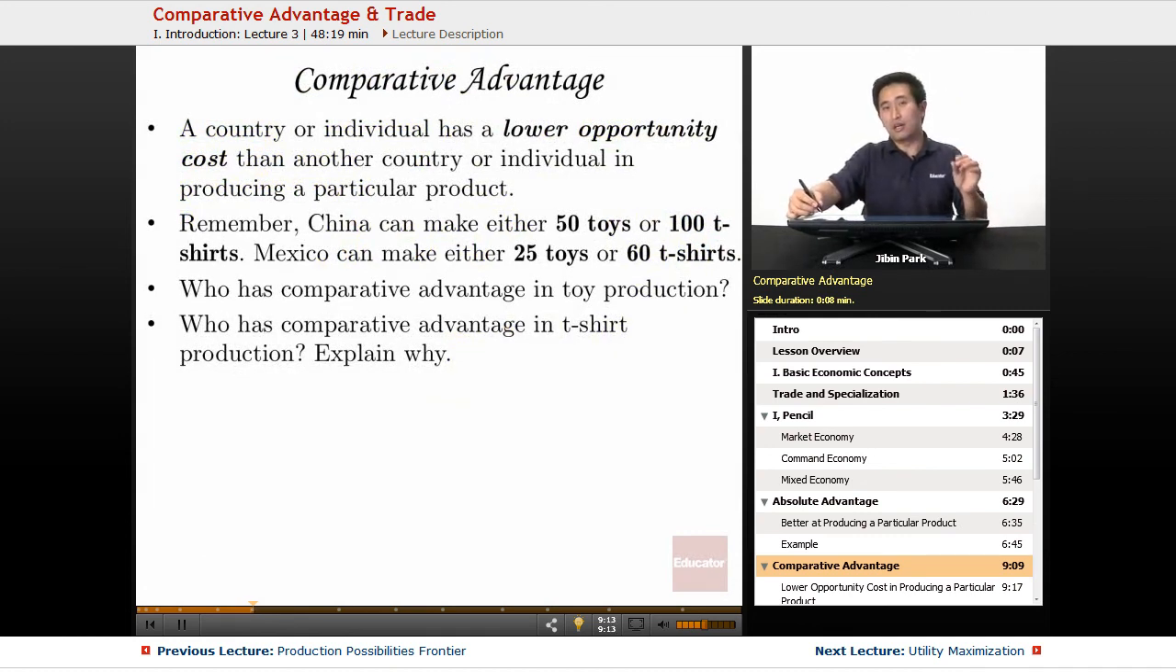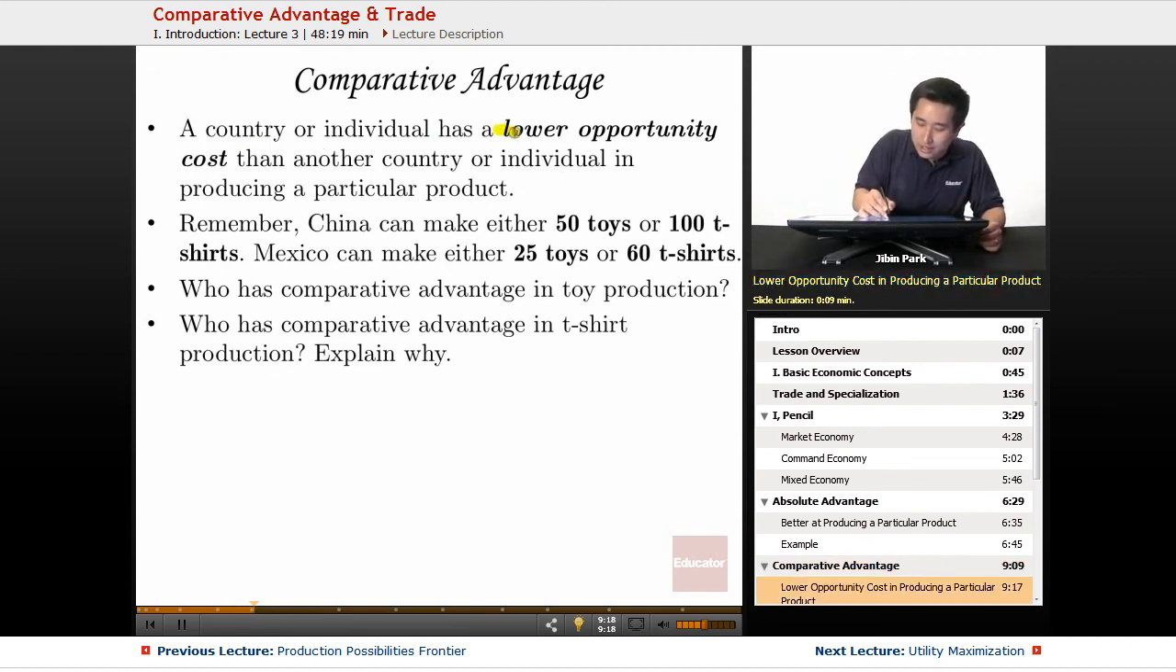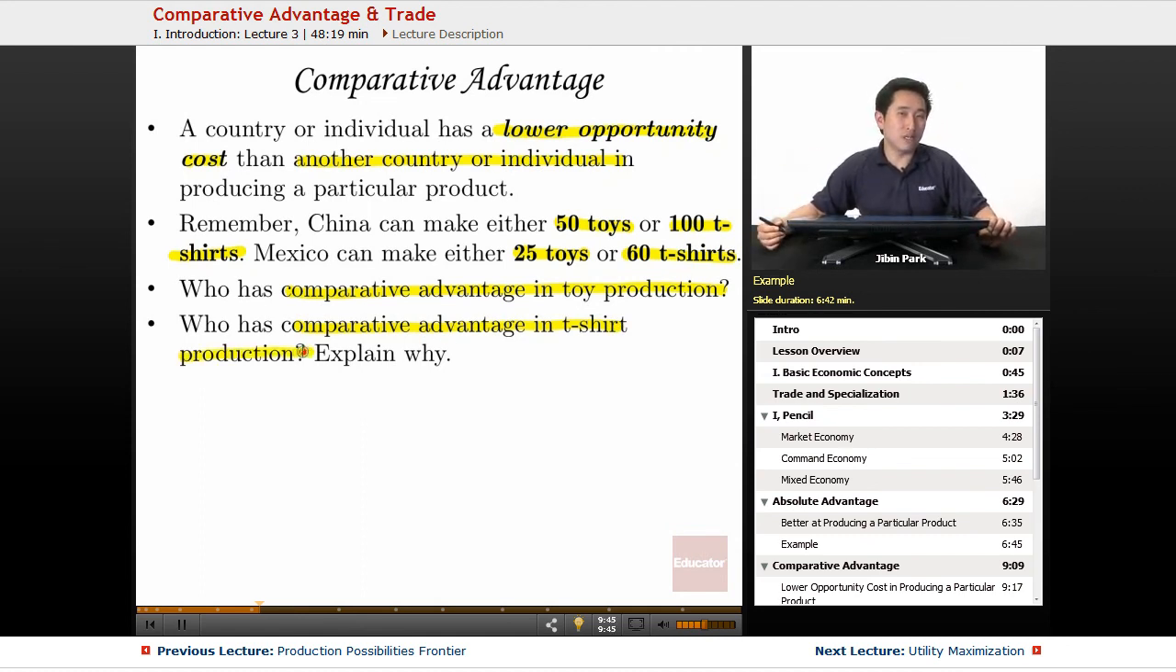We don't really care about who makes more, but what is the opportunity cost? Comparative advantage is when a country or individual has a lower opportunity cost than another country or individual in producing a particular product. So remember, China can either make 50 toys or 100 t-shirts, whereas Mexico can make either 25 toys or 60 t-shirts. Now, who has comparative advantage in toy production, and who has comparative advantage in t-shirt production? Explain why. What you have to understand is comparative advantage takes into account what you are giving up. So back to the example I gave with a student that plays basketball.